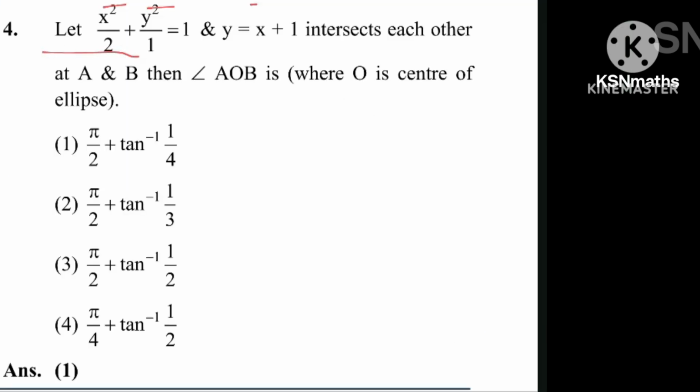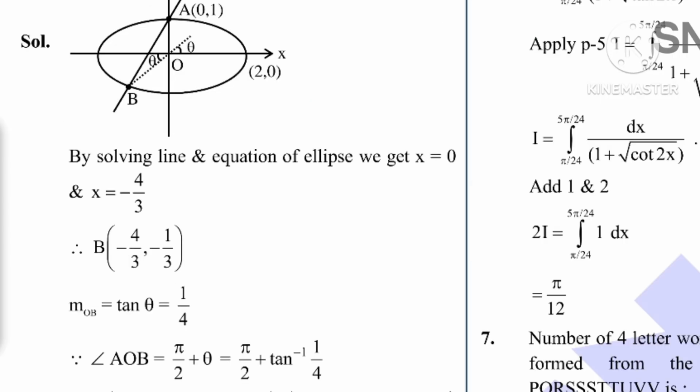Let x^2/2 plus y^2/1 is equal to 1 and y is equal to x plus 1 intersect each other at A and B. Then find angle AOB, where O is the center of the ellipse. Now this is the ellipse. Here point A is (0, 1), B is (2, 0).